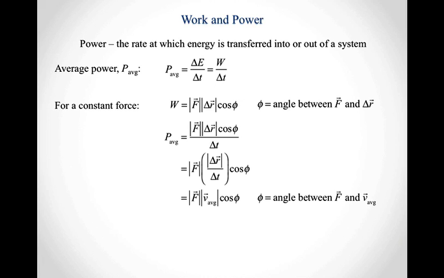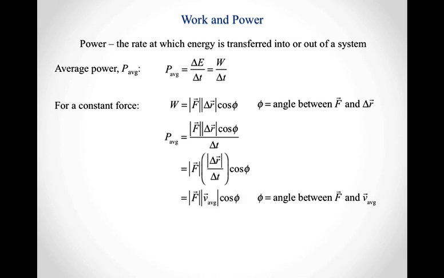And so if I plug that into my expression for calculating the average power, what I notice is I can group the displacement term on top with the delta t term on bottom. And so I've got the magnitude of the force times the displacement over time times the cosine of phi. And of course, this displacement over time term, that is the magnitude of the average velocity. So a second way I can calculate the average power is taking the magnitude of the force times the magnitude of the average velocity times the cosine of the angle between those two vectors. So phi here is the angle between the force vector and the average velocity.